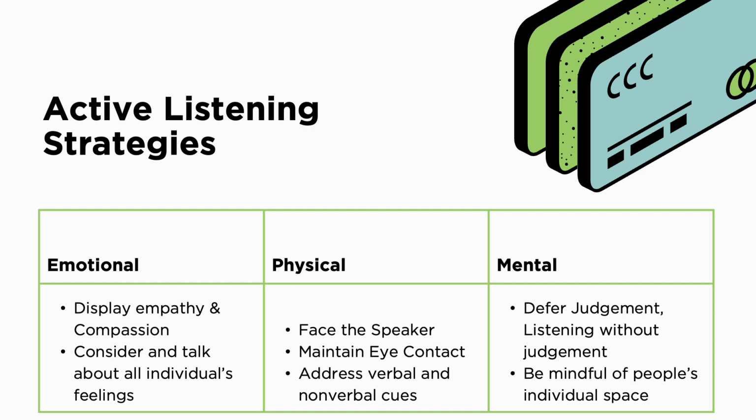First, some emotional active listening strategies are practicing empathy and compassion so that other parties can see you're fully engaged and are prioritizing their emotions as well as your own. This also includes considering and talking about all feelings and emotions so that it doesn't affect or fuel your judgment. For physical active listening strategies, this includes utilizing various cues like facing the speaker, maintaining appropriate eye contact, and addressing verbal and nonverbal cues to show you're fully engaged. Lastly, the mental active listening strategies can include listening without judgment or deferring judgment when addressing conflict, and being mindful of people's individual space so that you're not overwhelming others or addressing issues at inappropriate times.